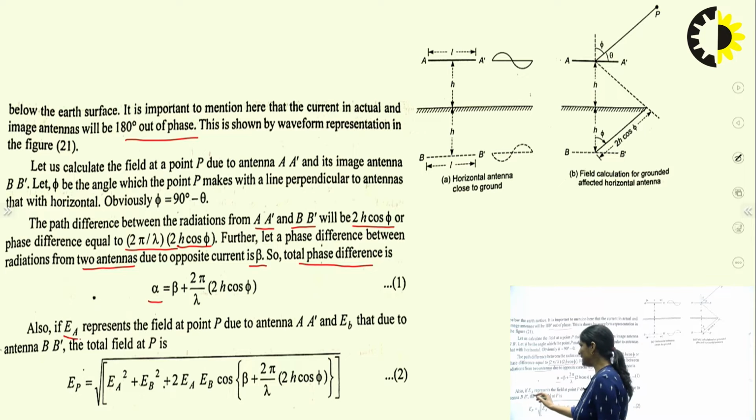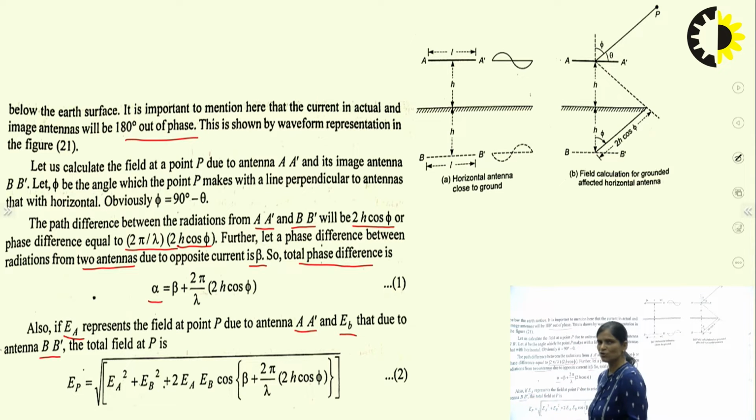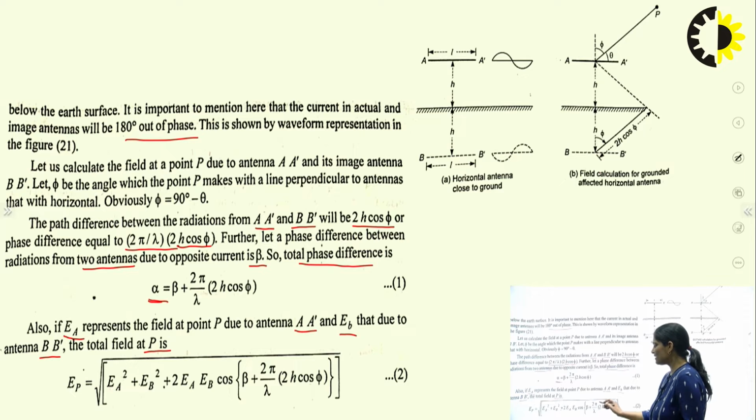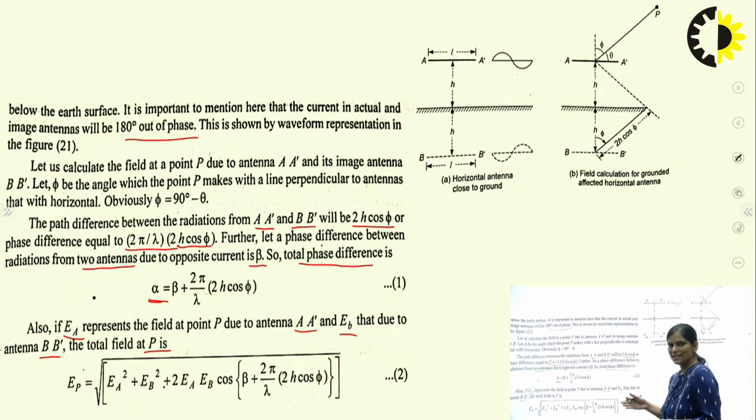Here EA represents the field at point P due to the antenna AA dash, and EB is due to the antenna that is the mirror image of the horizontal antenna, represented by BB dash. So the total field at point P is EP equal to the square root of EA squared plus EB squared plus 2 EA EB cos of the total phase difference, beta plus 2 pi upon lambda 2h cos phi. Here EA is equal to EB, as already discussed in the previous slide, since downside you have a mirror image of the original horizontal antenna, so you can put EA equal to EB.